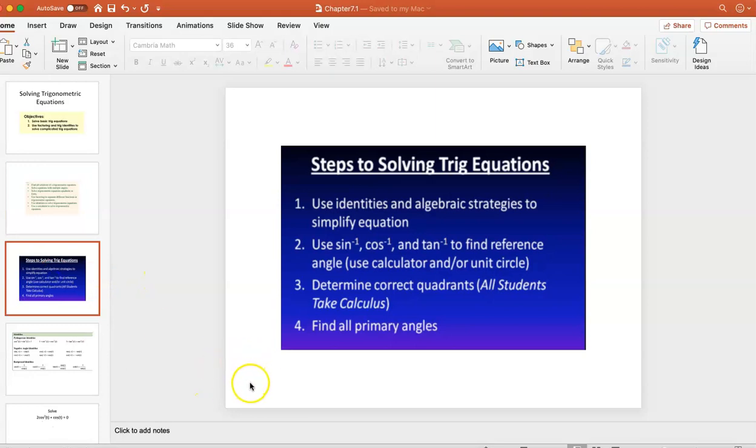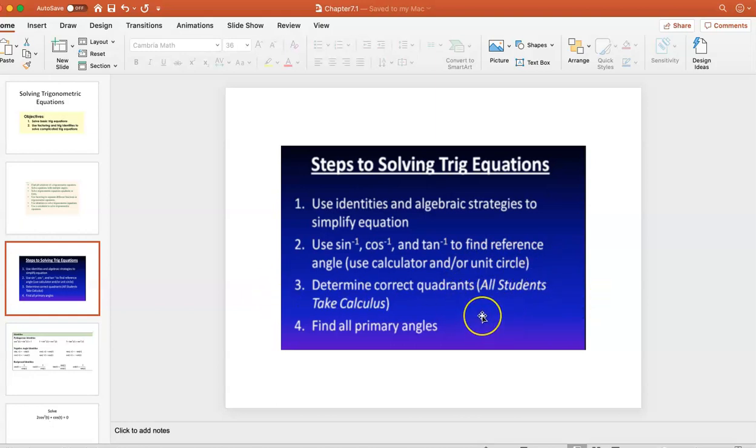Steps. Use your identities and your algebraic strategies to simplify the equation. Just like you solve for x, you want to solve for theta, or for the angle. So you isolate the trig function and then you find the angle. So you're going to use inverse sine, inverse cosine, inverse tan, maybe inverse something else if you really need to for the unit circle. Determine the correct quadrants.